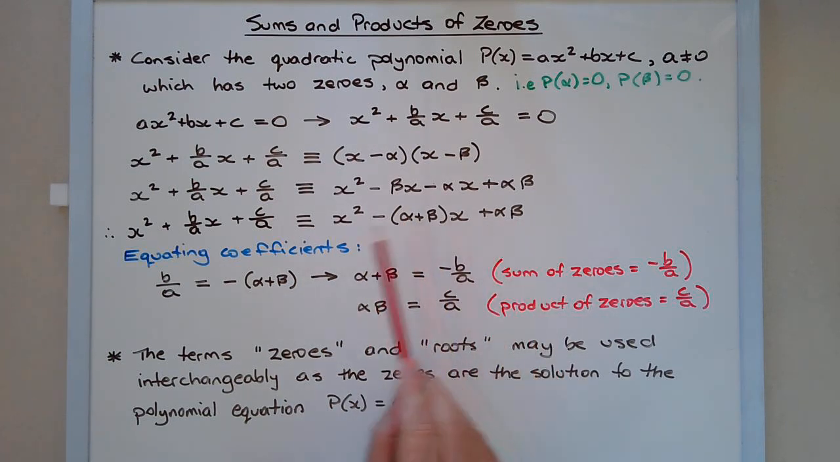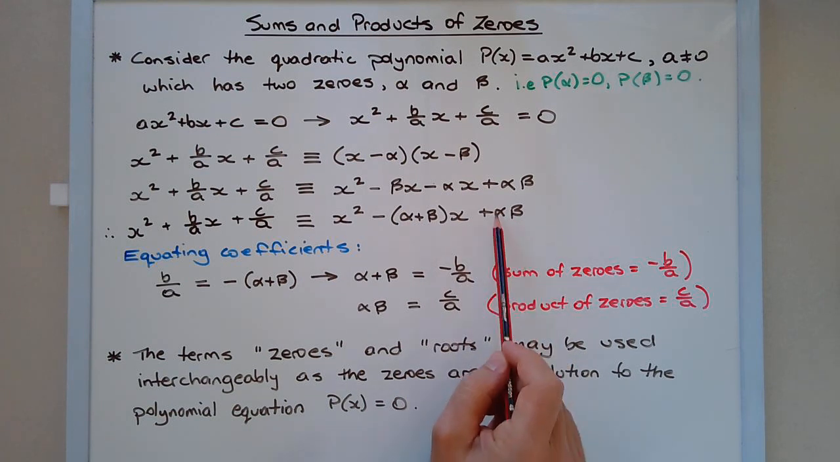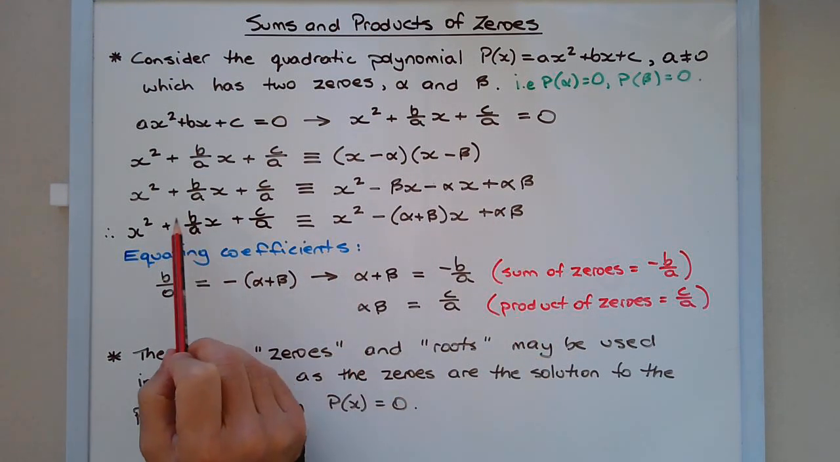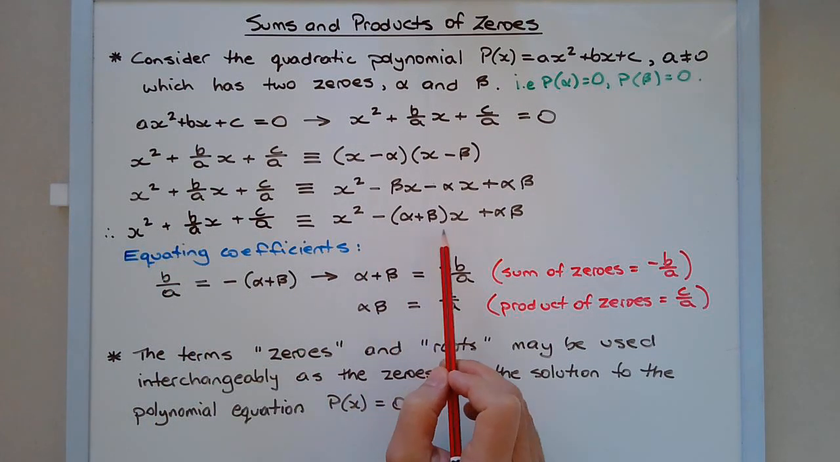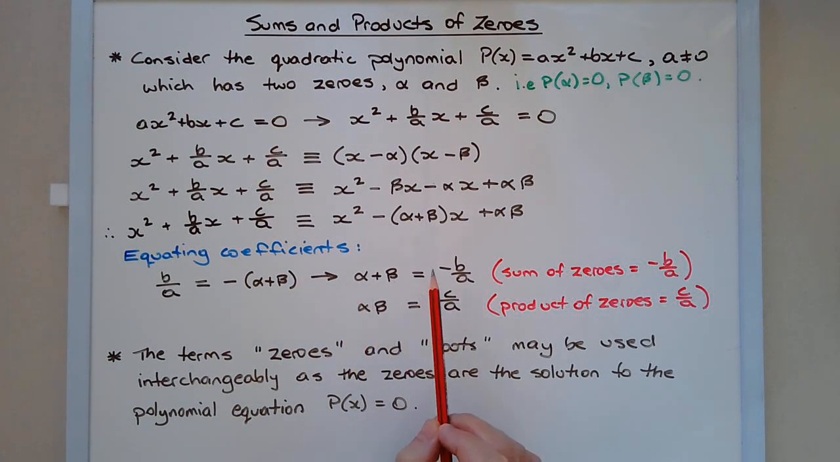And you might recognize this from solving quadratic equations or even factorizing when you find two terms that add up to the middle term, but whose product is the constant term. Now, equating coefficients. So this b on a times x is equated with negative alpha plus beta times x. So b on a is equal to negative alpha plus beta. So therefore, alpha plus beta, the sum of the zeros or the sum of the roots, is equal to negative b on a.